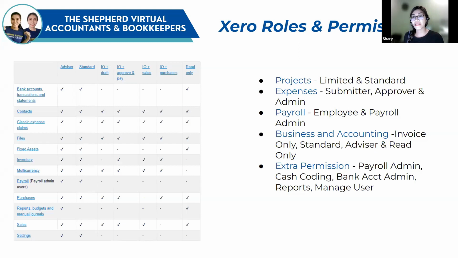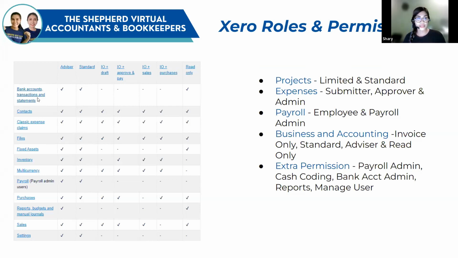The reason is that it depends on the roles and permissions given by your client. There are different roles and permissions. At the top, we have the advisor. This is the highest role, which is like administrative. Usually the advisor is the accountant. Then we have the standard. We have IO, meaning invoice only plus draft, another IO, invoice only plus approve and pay, and then invoice only plus sales, invoice only plus purchases, and read only. So those are the roles.